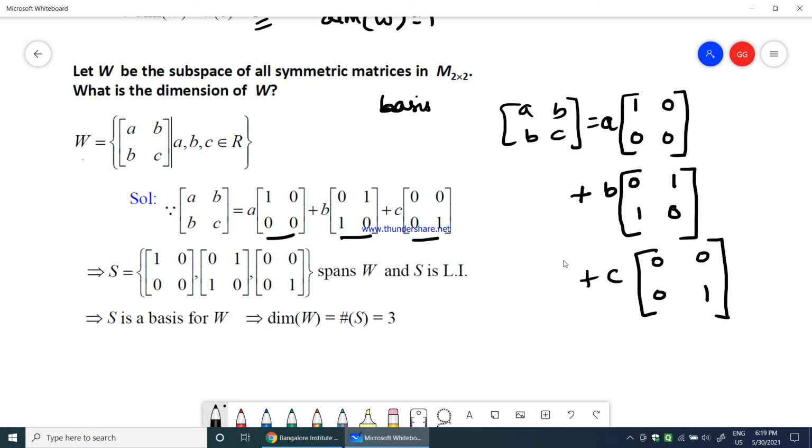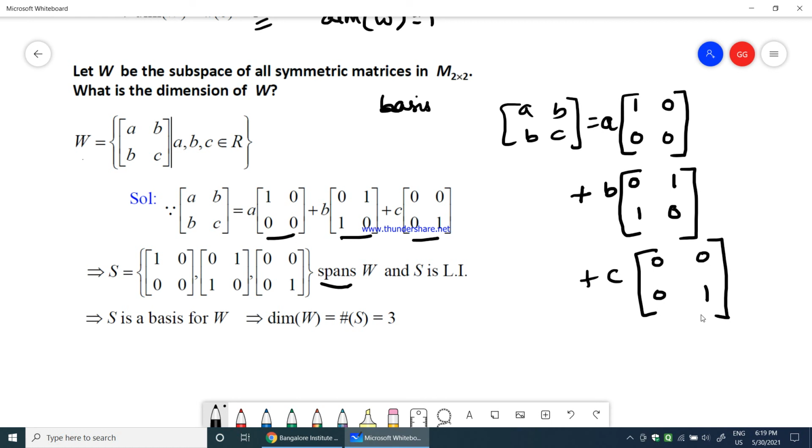So I got three different matrices which span W. These are the three matrices which can span W, and all these three matrices you see are linearly independent. The reason is that all three matrices are quite different, and all three matrices are used to form the matrix A, B, B, C. Definitely they should be linearly independent. So therefore S is a basis for W.